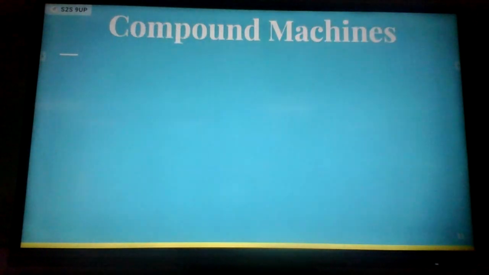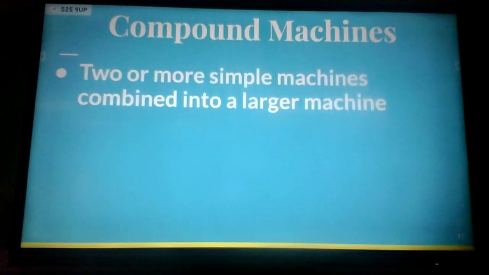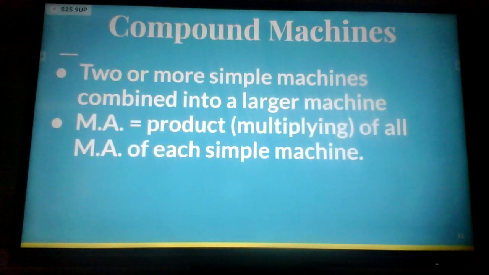Now ready. Compound machines. Well, just like in grammar, a compound word is two or more words put together as one. A compound sentence is two or more independent clauses put together as one long sentence. A compound machine is two or more simple machines combined into a larger machine. And that's most everything we use. Very few times do we use one simple machine to perform a task. Well, if we have multiple machines, how do we get the mechanical advantage? We simply multiply each simple machine's mechanical advantage.